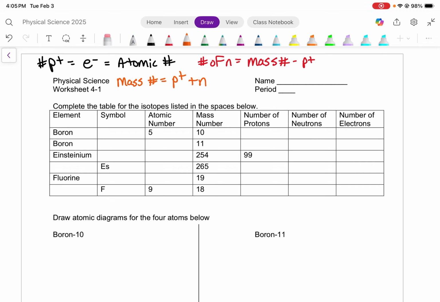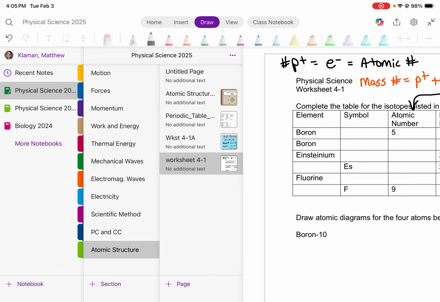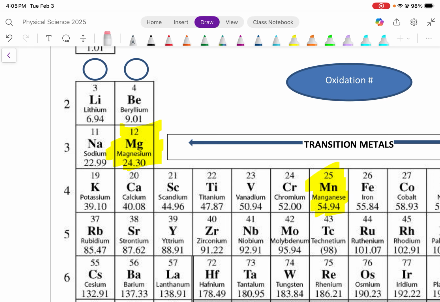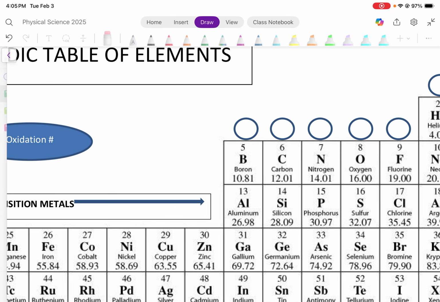And again, I draw arrows. Again, the first couple, I draw arrows, just so the kids are getting used to this. Now it's just going back and forth to their periodic table. Again, just like we did before, periodic table, they can find them. Find the different ones. There's boron with a mass of 5.